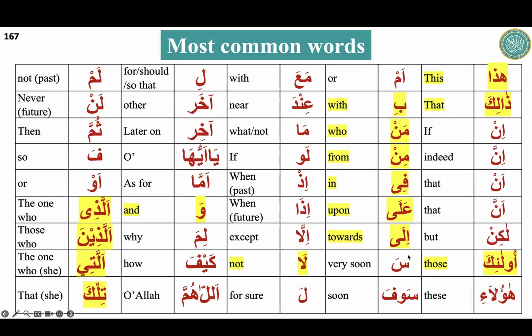So just spend some time, and if you look at other words, we already covered these: bi, min, fi, ala, ila. Here we have man, meaning who, but min means from. Sa, very soon; saufa, soon. Fa is used a lot. Fa means and, la means not. But if la comes before, it will be for sure. So you have to spend some time on that and bring this. We should know the meaning of these most commonly used words, and they are important while we translate the verses and other things.